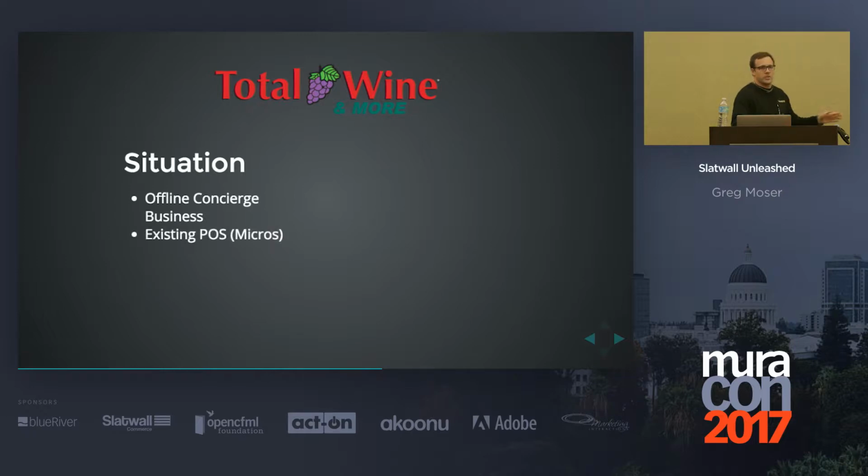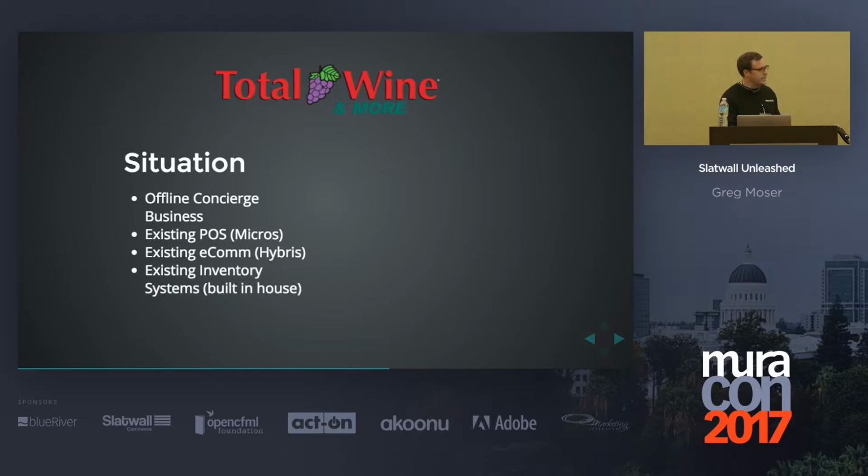They had an existing point of sale system called Micros. Not sure if anybody in here has ever worked with Micros, is familiar with Micros. It's one of the larger point of sale platforms out there. They had an existing e-com platform. In fact, TotalWine.com is still running on Hybris. That was one of those platforms I showed you in the upper left-hand corner there. Existing point of sale, existing e-commerce, and an existing inventory system that they built in-house.